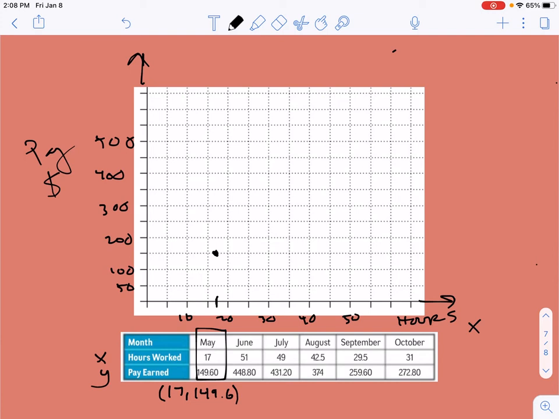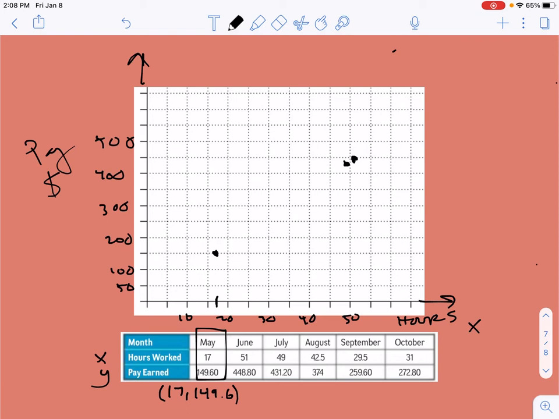All right, so I'll do the next one. I'll do June. So go to 51, which is a little off 50, and then 448.80. So that's going to put me somewhere right in here. You can only get so exact with these things on these digital platforms. All right, July, 49 and 431.20. So July is 49, and then 431.20 is going to put me a little lower, about right there or so.